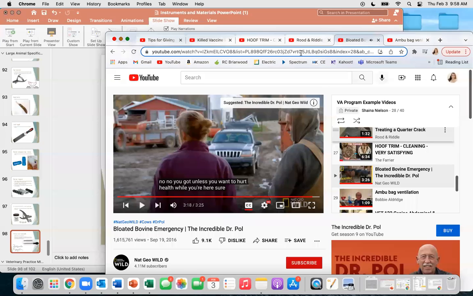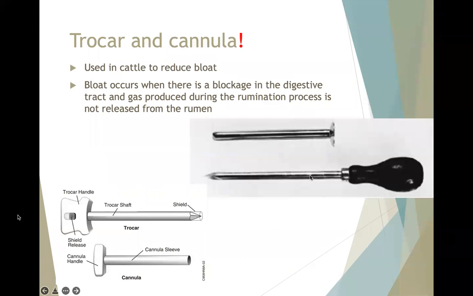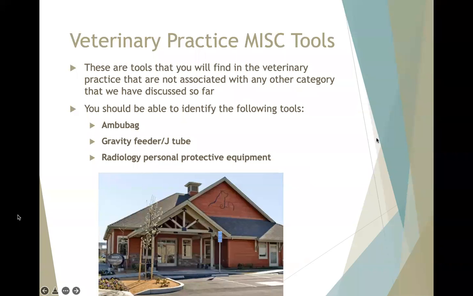Sure. All right, so just to give you guys a visual of using that trocar and cannula, you only got a few more slides left, you guys. Okay, now I want to get into the last few slides here, talking about general miscellaneous tools used in the veterinary practice, just ones that we didn't go over.